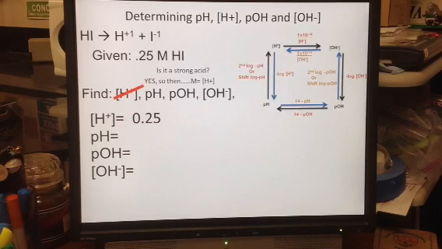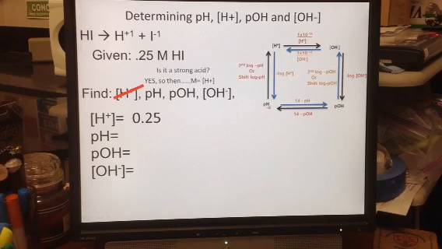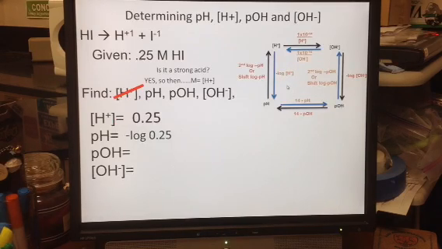The next thing we're going to do is follow the formula over here, if you look on the box. I'm going to follow this arrow, and it says to go from the H plus down to the pH. I'm trying to get to pH, and I'm at H plus. I'm going to use the formula, the negative log of my hydrogen ion concentration. So if I substitute my numbers in, that's the negative log of 0.25, because that was my hydrogen ion concentration.